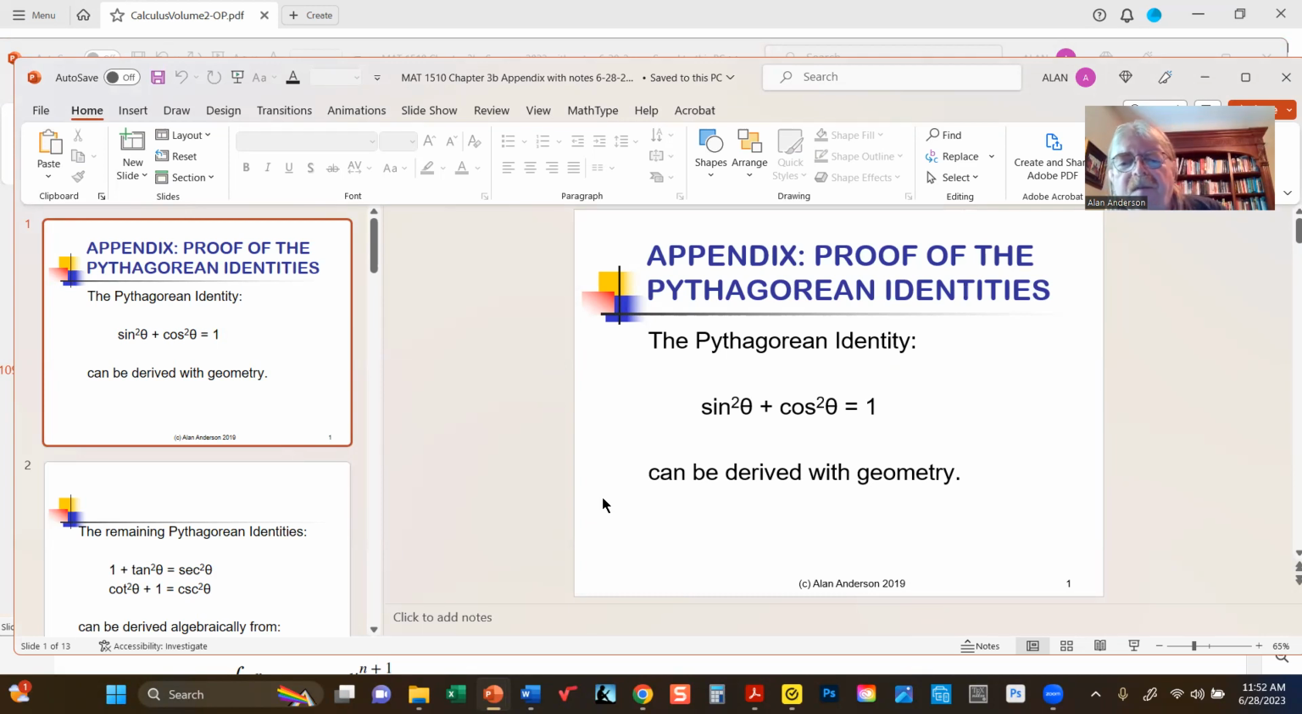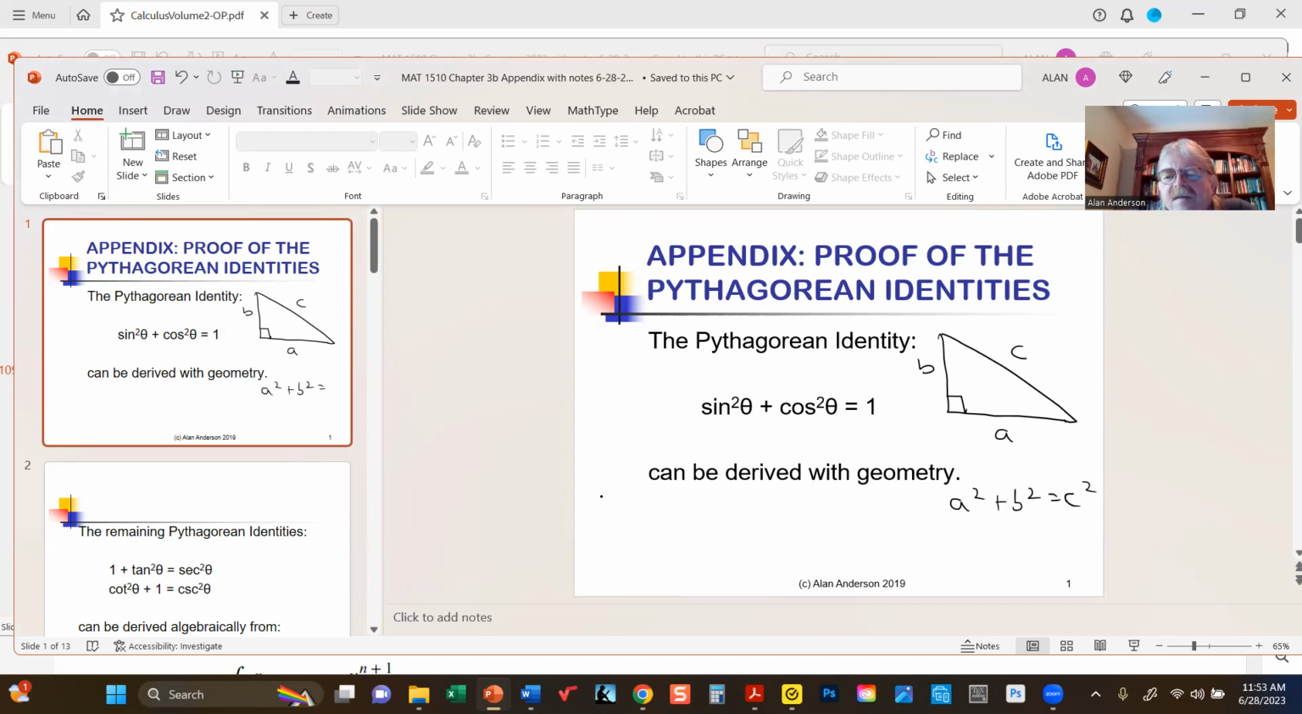So this one can be derived with geometry, as you could probably imagine, because it's taken from the Pythagorean theorem, which you recall is based on a right triangle. With the two sides A and B, we have the hypotenuse C. And of course, the Pythagorean theorem tells us that A squared plus B squared equals C squared.